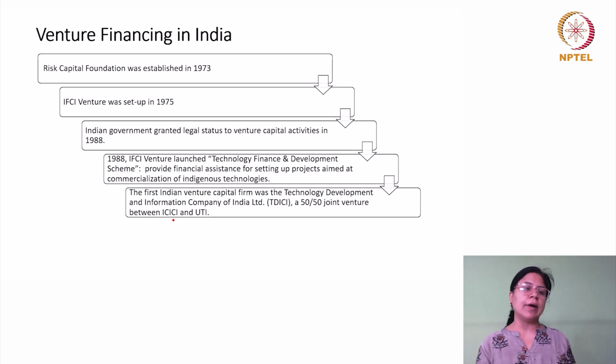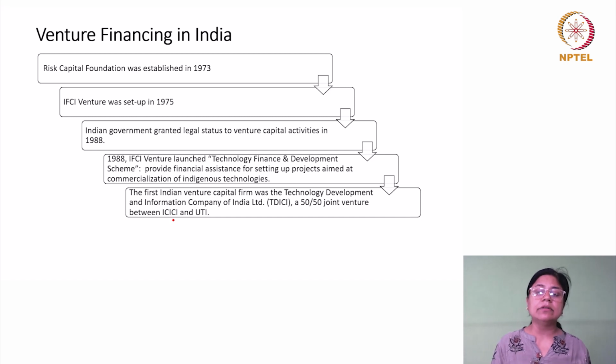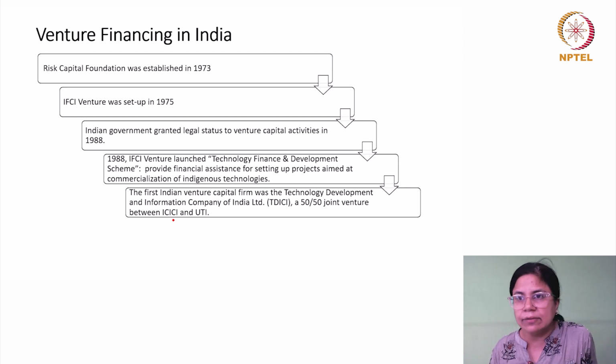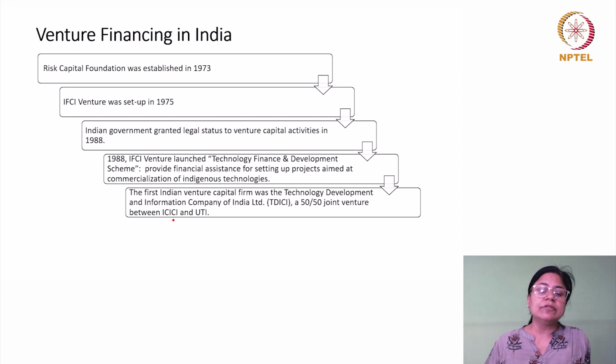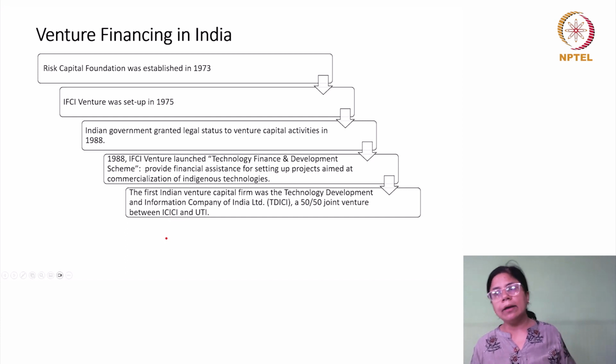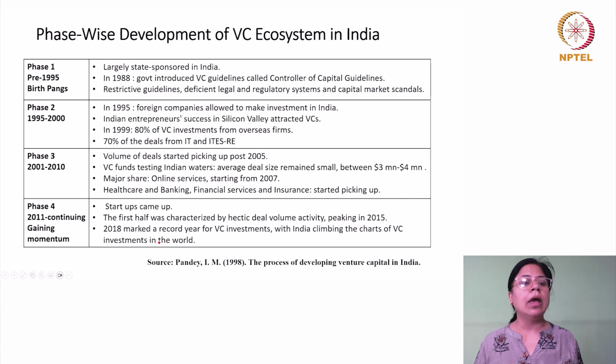Now, in the case of India, what we find is that there was a Risk Capital Foundation which came in 1973, and IFCI Ventures set up in 1975. Again, the Indian government granted legal status to venture capital activities in 1988, and IFCI Venture launched the Technology Finance and Development Scheme. The idea was to provide financial assistance for setting up projects aiming at commercialization of indigenous technologies. You also find the first Indian venture capital firm, Technology Development and Information Company, being set up as a 50-50% joint venture between ICICI and UTI. So you have a history of venture financing available in the country.